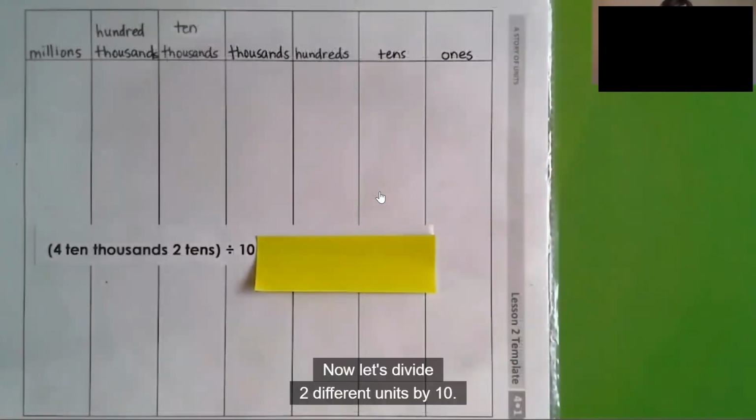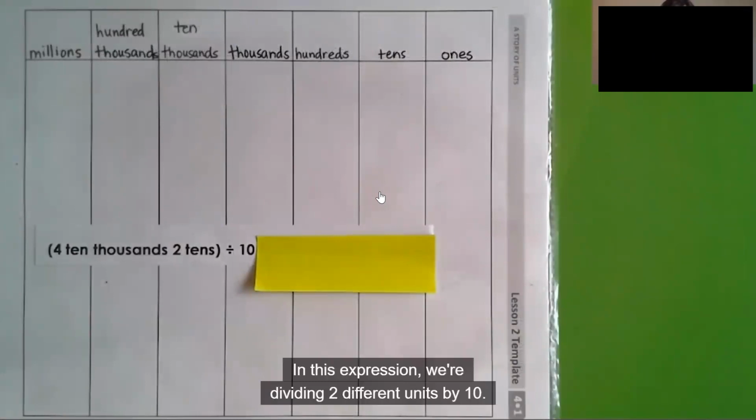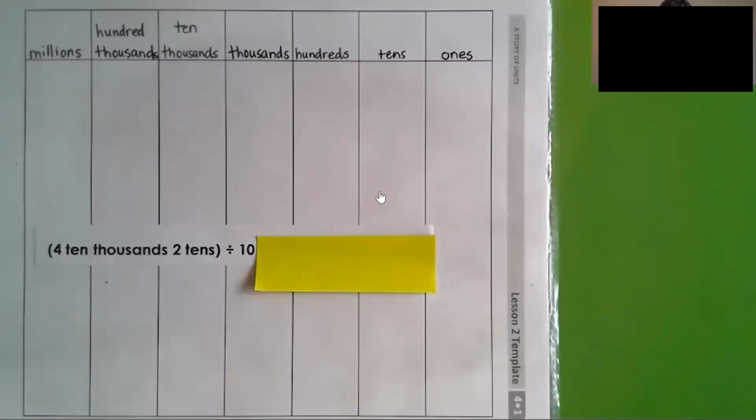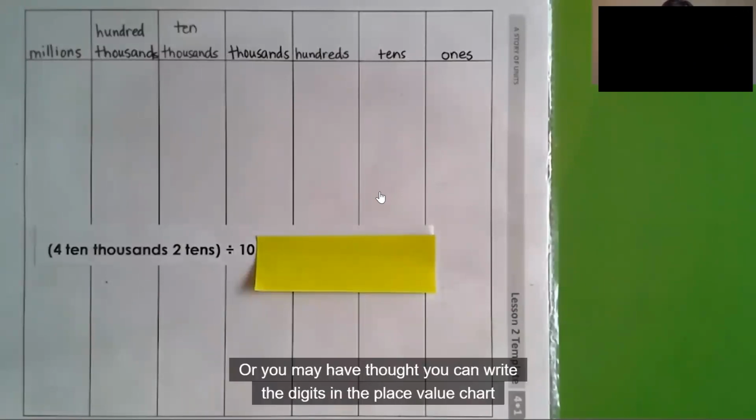Now let's divide 2 different units by 10. Read this division expression out loud. 4 10,000s, 2 tens divided by 10. In this expression, we're dividing 2 different units by 10. How might you go about solving this? You may have said that you could draw place value discs to represent 4 10,000s, 2 tens, and then unbundle and divide. Or you may have thought you can write the digits in the place value chart and then divide by 10.